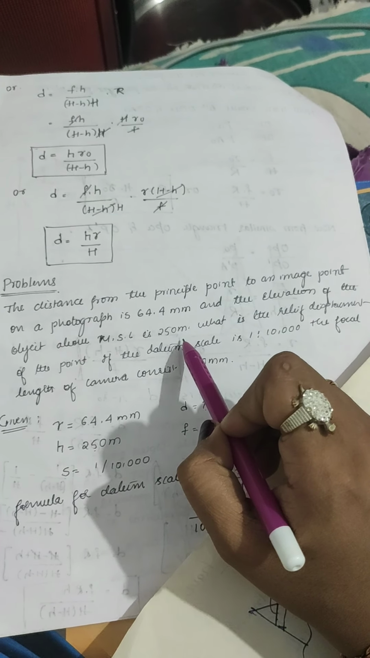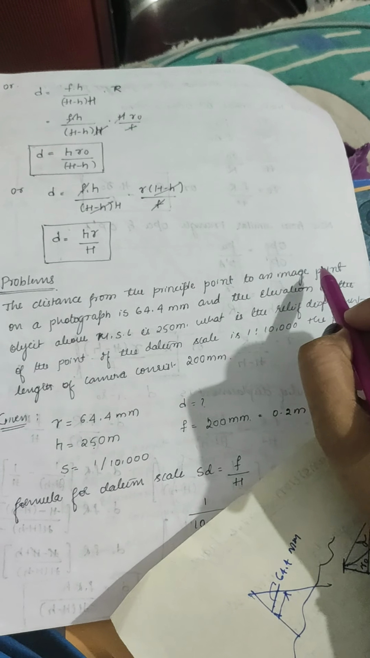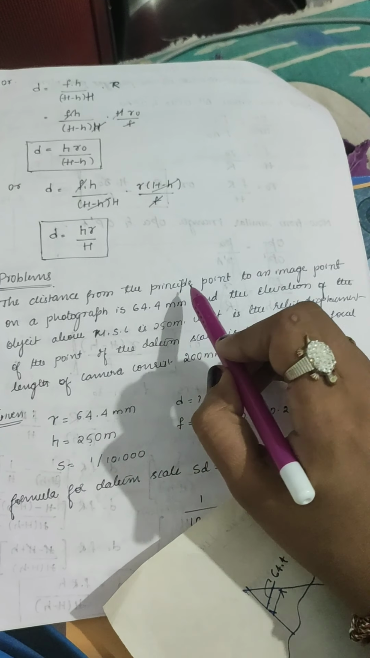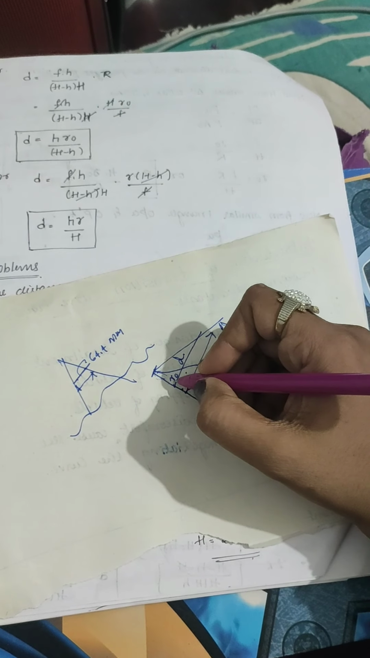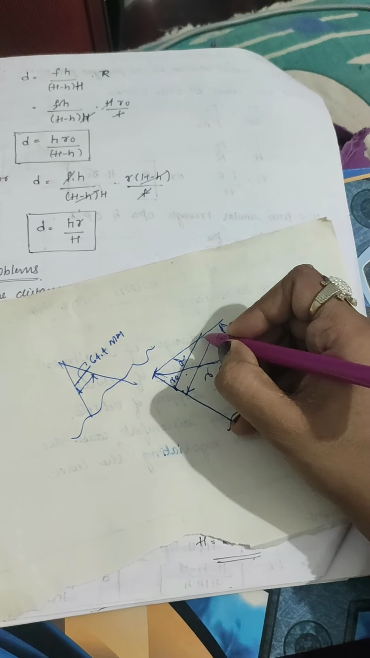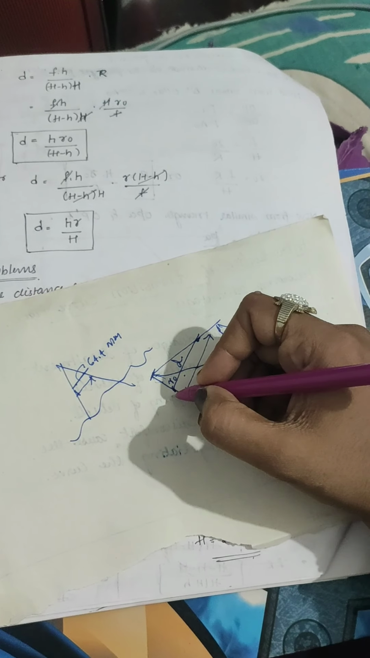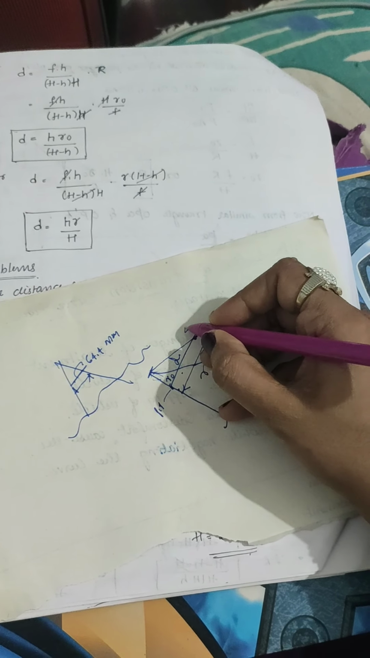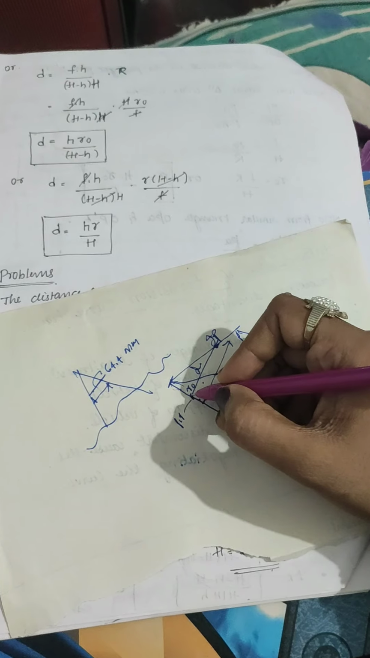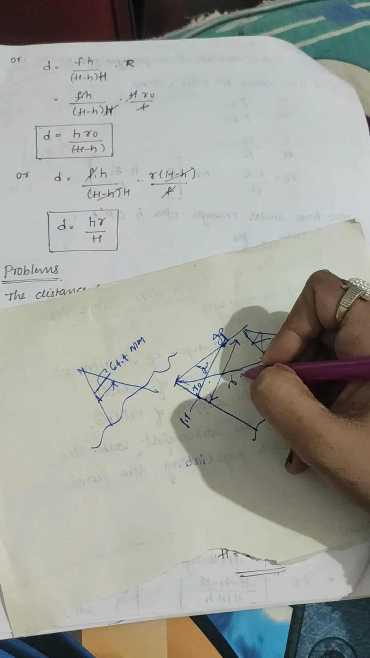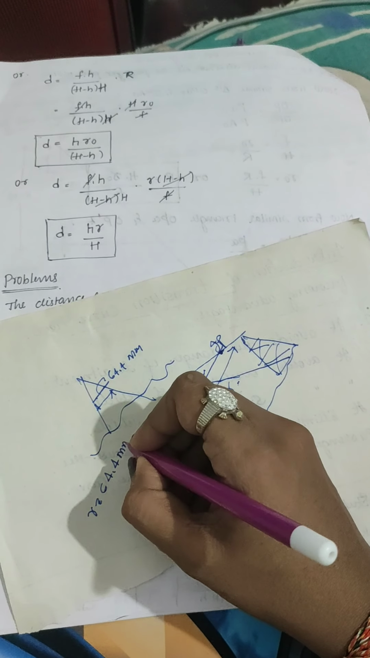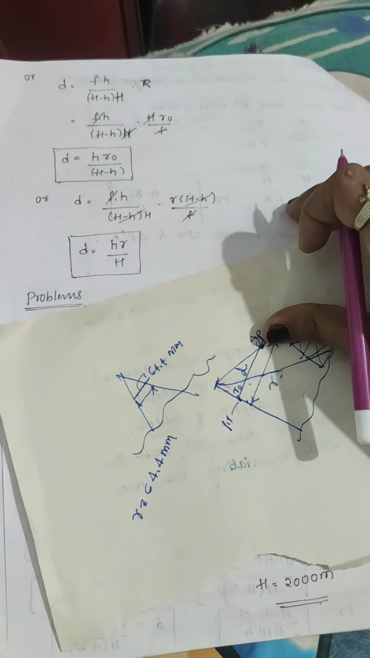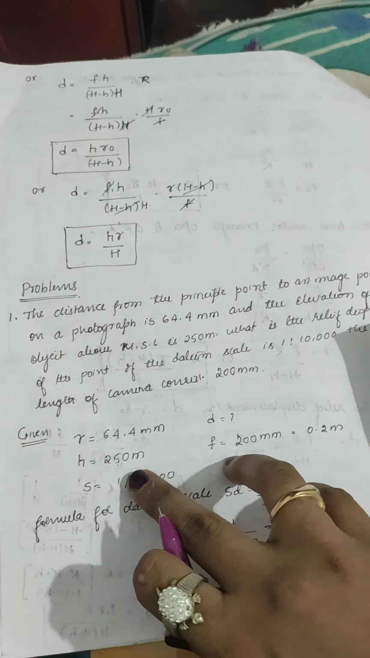Here what they have given is the elevation of the object above MSL, that is the value of small h. And see the distance from principal point to image point on the photograph. This is the principal point and this is the image point on the photograph. This distance they have given, that is R. So R is equal to 64.4 mm. Next they have given H is equal to 50.